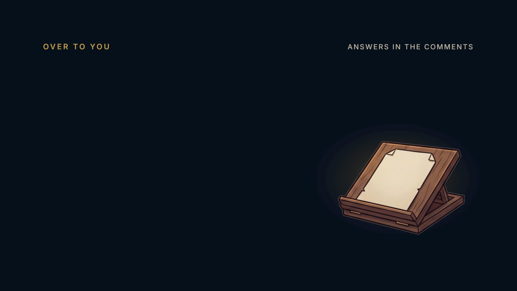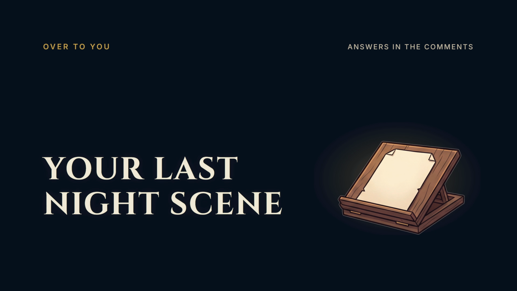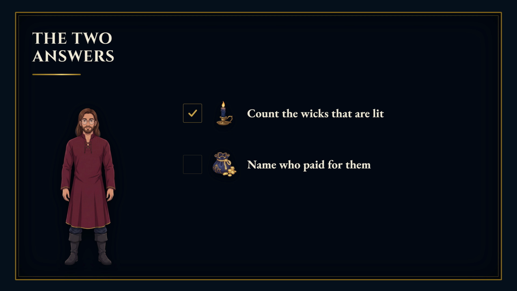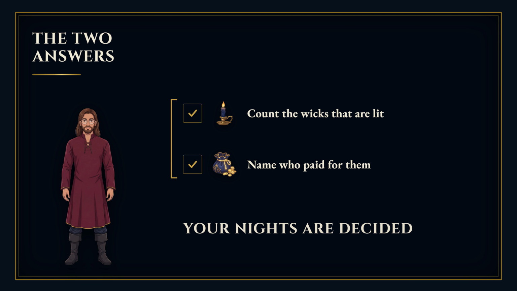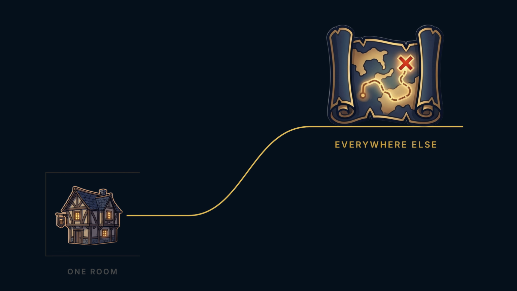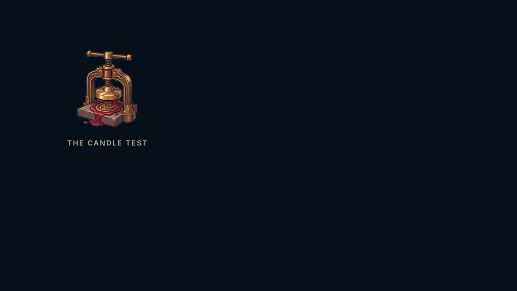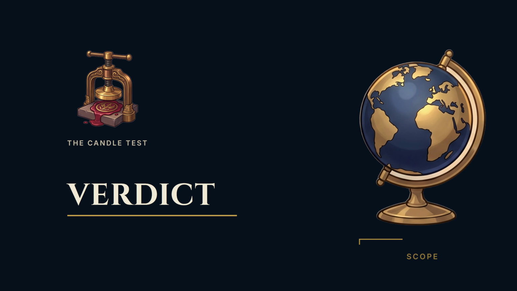Now take your turn with it, because I genuinely like the answers in the comments. Run the candle test on the last night scene in your world. How many wicks are lit and who paid for them? Answer both and your world has decided it's nights. Fail either one and it hasn't, because that answer doesn't stay inside the one room you were looking at. Once it's run, what you're holding is a verdict about the whole world.